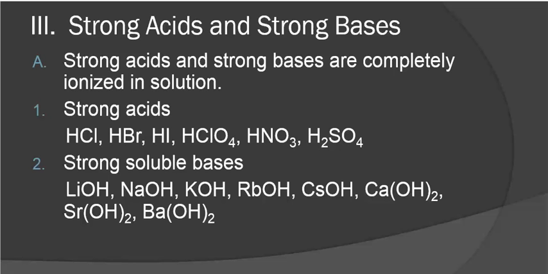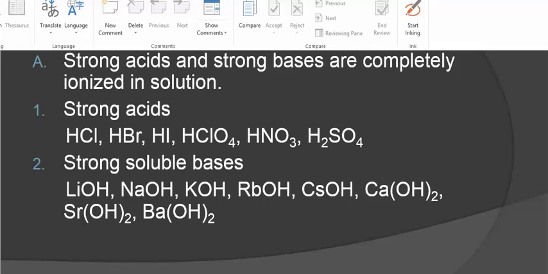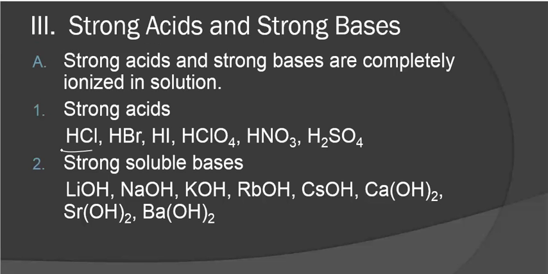Strong acids and strong bases are completely ionized in solution. There are 6 strong acids: HCl, HBr, HI, HClO4, HNO3, and H2SO4. If it's not one of these 6 strong acids, it is a weak acid. You have to know these 6 strong acids.